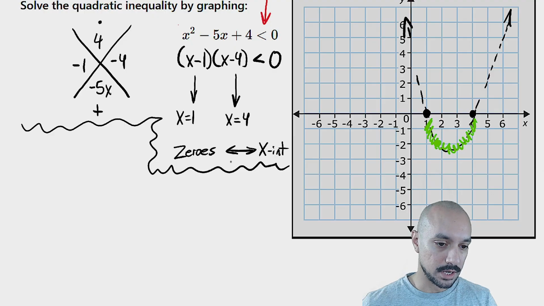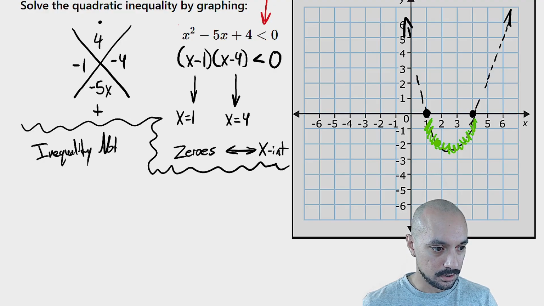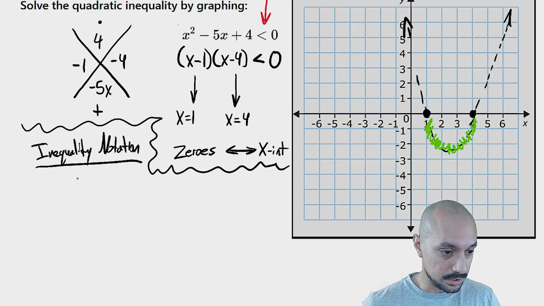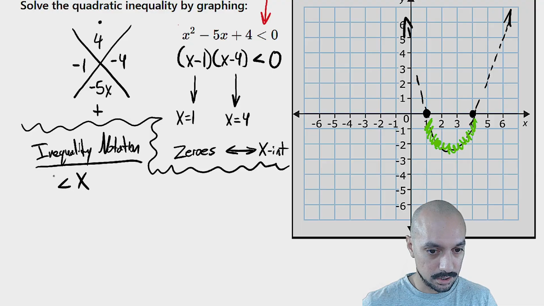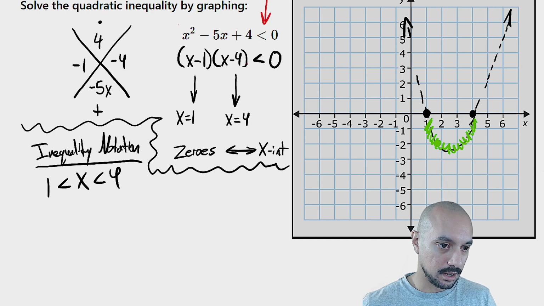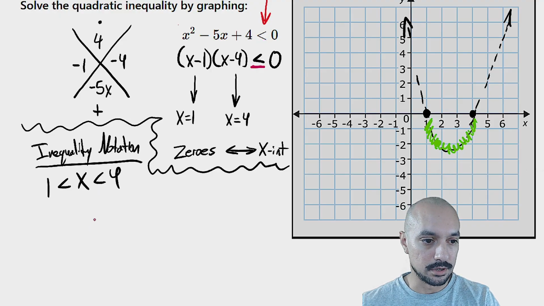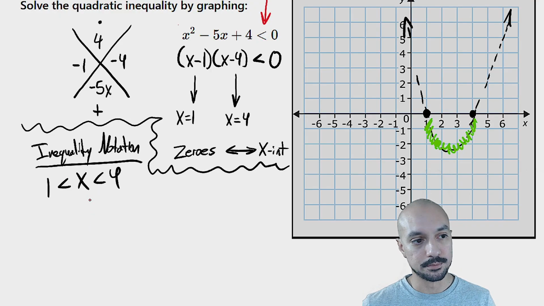So how do we communicate that? Well, if we're using inequality notation, notation is just another word for symbols. So if we're using inequality notation, we can see that x falls between 1 and 4, and that's my solution set. If we could be equal to, then I would make sure to include that here. But in this case, we cannot be equal to, so I would just leave it as a less than symbol.